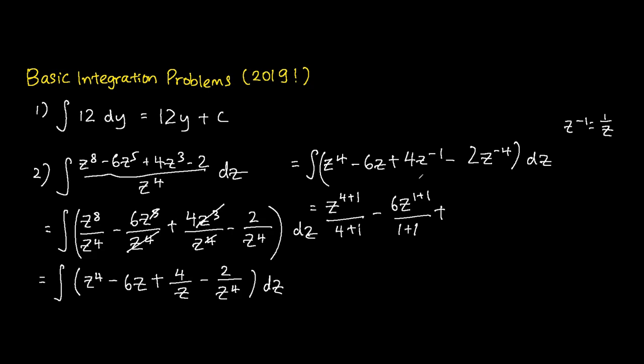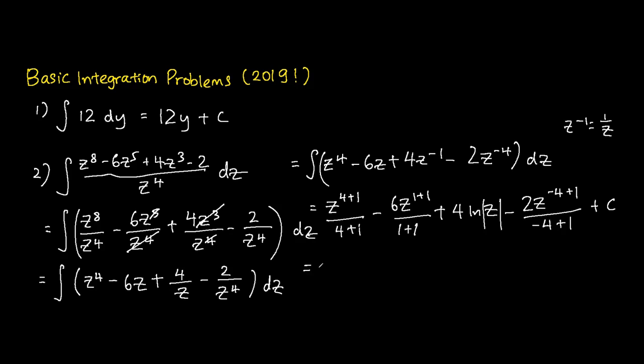Plus, how about this? This is pretty interesting. It is a little bit different because when you integrate 1 over z, you get back ln. So it's actually plus 4 ln z, and the z itself is in absolute form. Minus, for the last term itself, it's 2z to the power of negative 4 plus 1 over negative 4 plus 1.